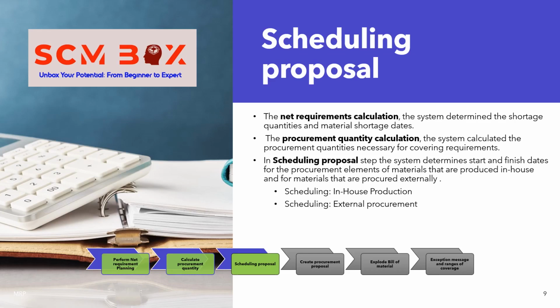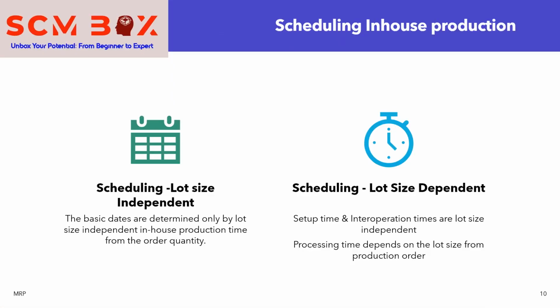Scheduling proposal. The system will try to schedule the planned order and PR from the information in the material master. It plans both in-house and external. In case of in-house, the system will go for two types of scheduling: lot size independent and lot size dependent. So based on the data available, the system will plan that material in-house.